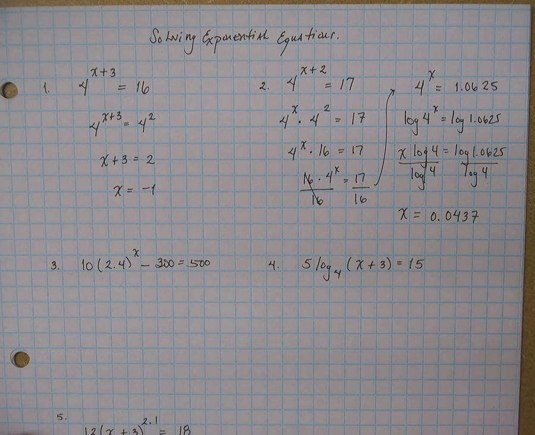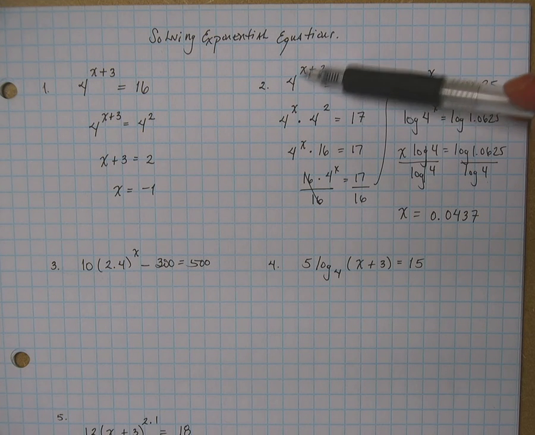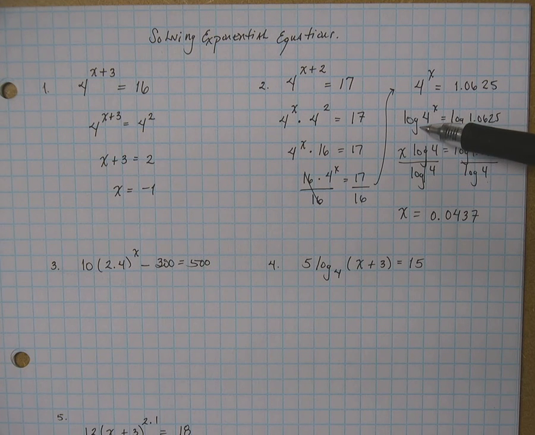0.0437. Alright guys, so it's very important to try to isolate this 4 to the x and the exponent, and then you're going to use the logs to bring it down. Now remember, just be careful, the base is not 4, okay? The base here is just a 10, a normal log base.